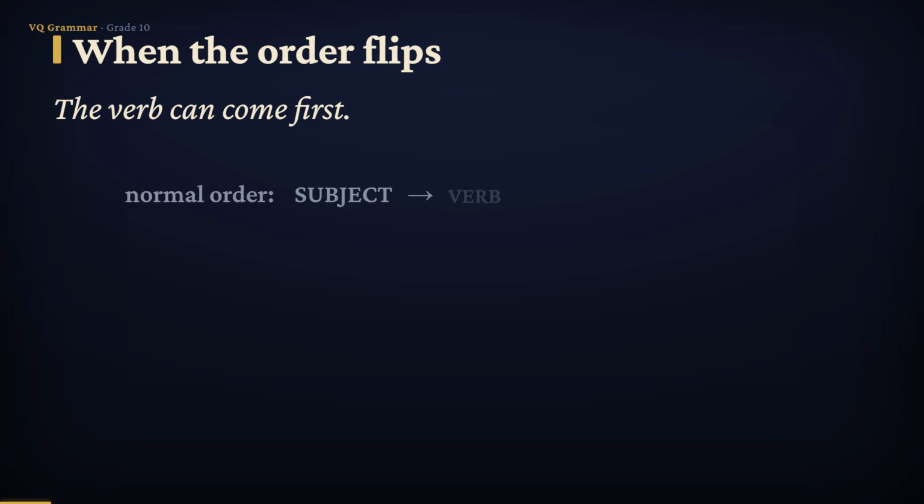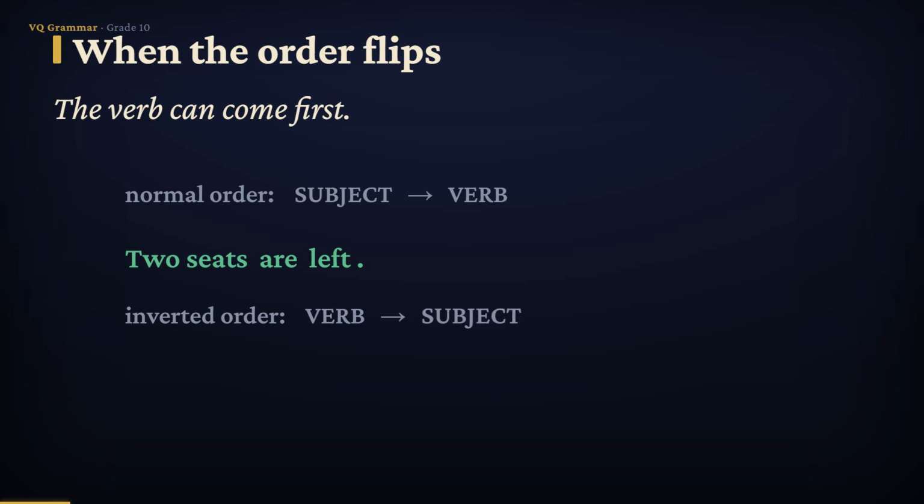Almost every English sentence follows one comfortable pattern. The subject comes first, and the verb follows right behind it. 2 seats are left. Subject, then verb. Easy. But English lets you flip that order, and when you do, the subject lands after the verb. Watch what happens. There are 2 seats left. Same idea, same subject, 2 seats, except now the verb is standing in front of it. We call that an inverted sentence, and you met the idea back in our lesson on inverted order.